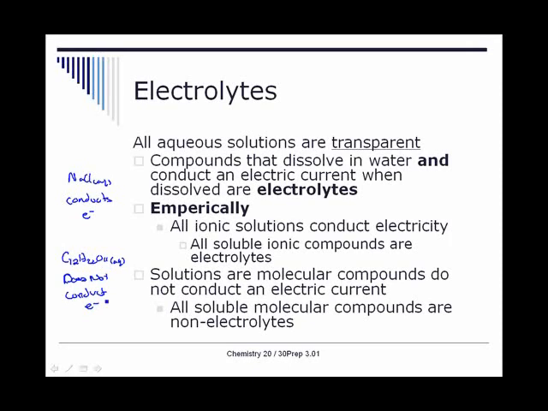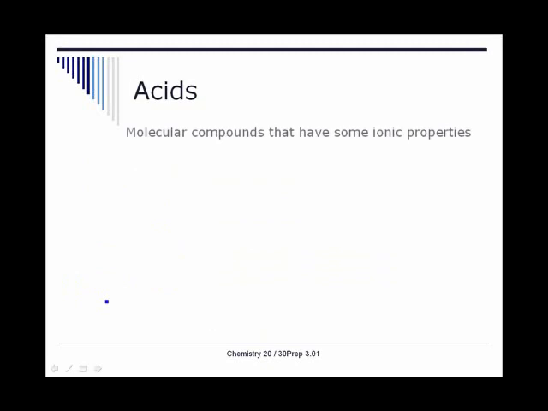So there's a big difference there, and now we have to talk about why ionic compounds conduct electricity when they're in solution, and why molecular compounds don't. And now we have to look at a third type of compound here. Acid compounds are kind of strange compounds. Acids are usually molecular substances.